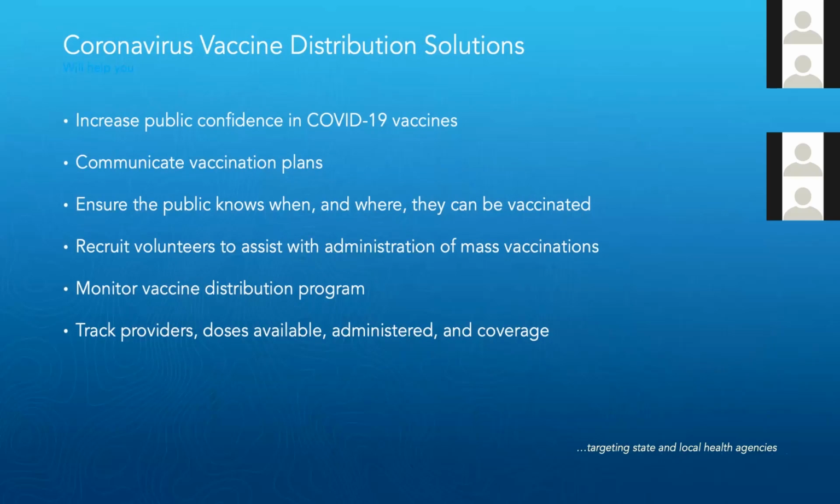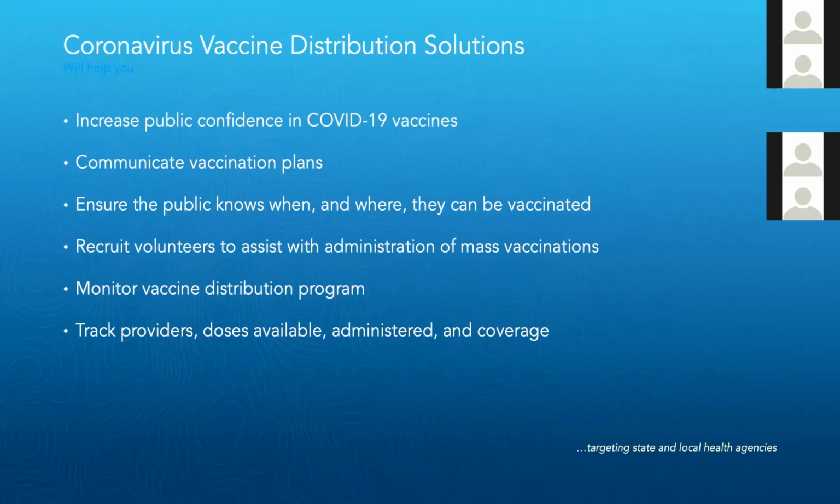Today, as I mentioned, we're going to talk specifically about the vaccine distribution solutions. In December, when we started looking at how we might be able to help state and local health agencies with their pending vaccine distribution plans, we saw some common patterns or needs emerge. The first thing that we heard was that there's a great need to help increase overall public confidence with the vaccines and the process they went through to be approved and ultimately start to be distributed.